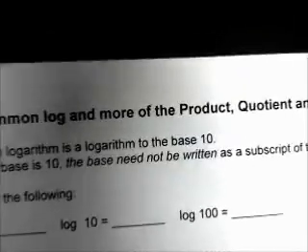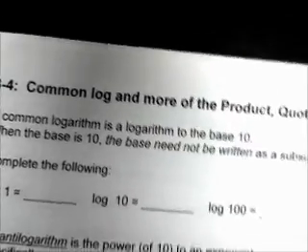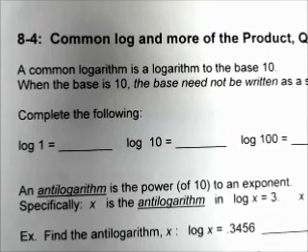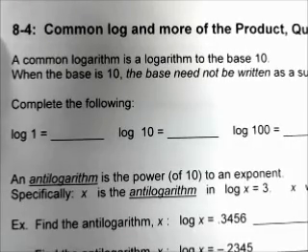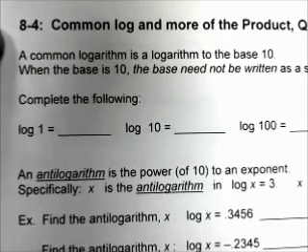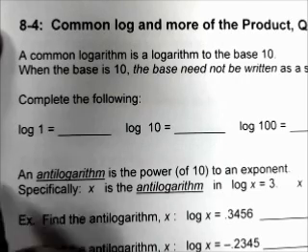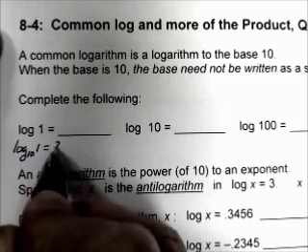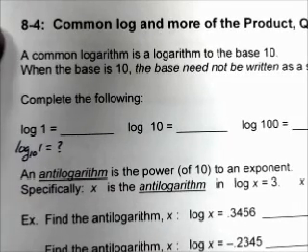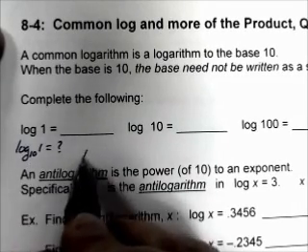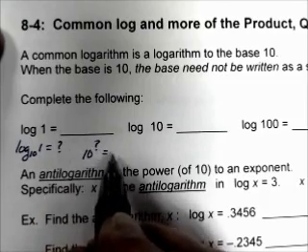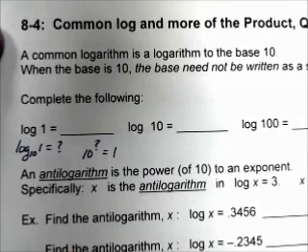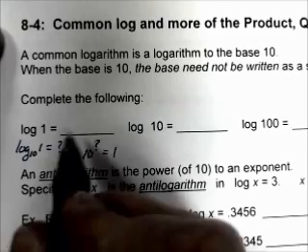First, a common log. A common logarithm is a logarithm to the base 10. When the base is 10, the base need not be written as a subscript of the word log. We want to complete the following. Log of 1, what does that equal? Since no base is written, the base is 10. So this would be log base 10 of 1 equals what? If we change this to exponential form, base 10 to exponent question mark equals 1. Well, 10 to what power is equal to 1? 10 to the 0 power is 1.